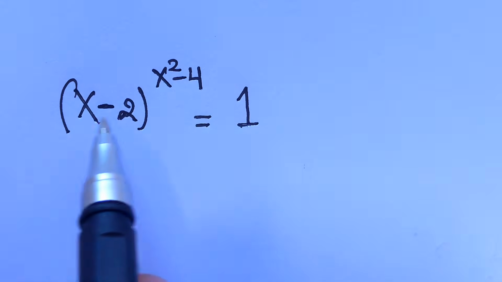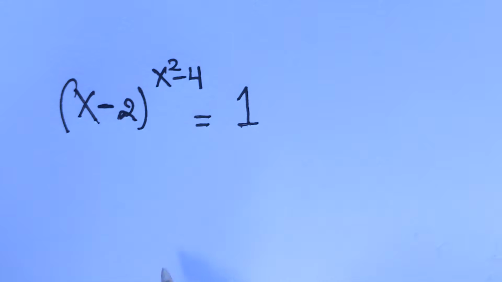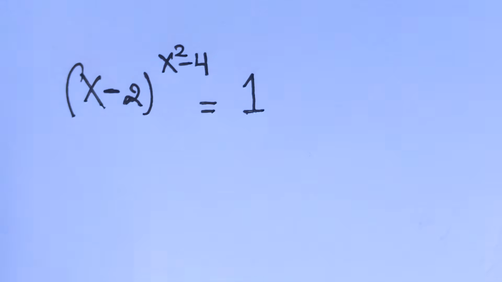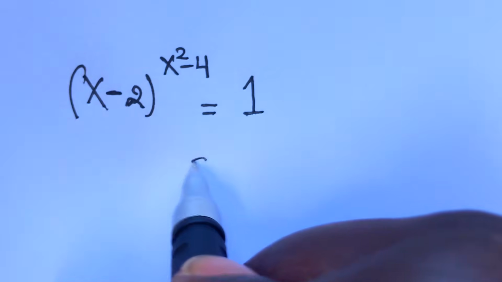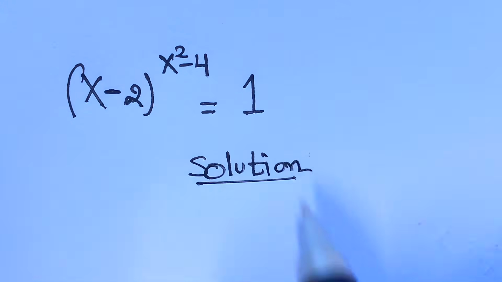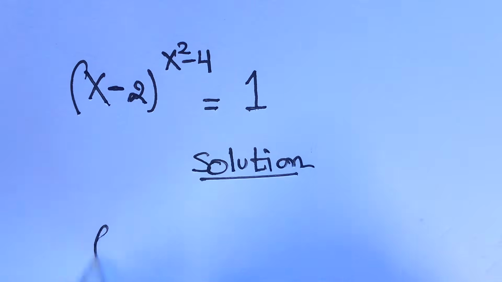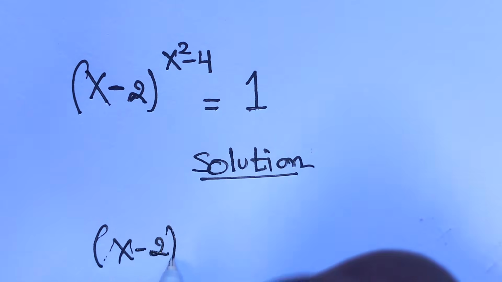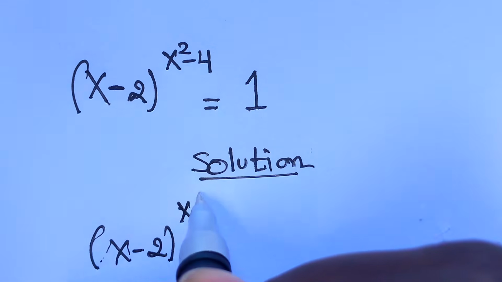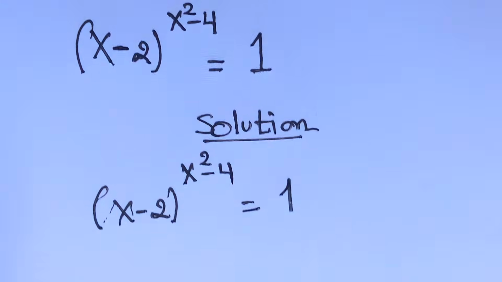Bracket of x minus 2 power x squared minus 4 equals 1. You're supposed to find the value of x. Let's provide a solution to this question very quickly. The first thing here is to copy: we have (x minus 2) power (x squared minus 4) equals 1.